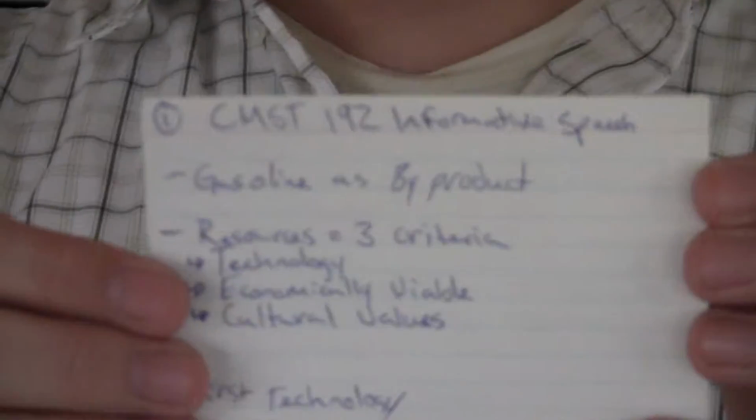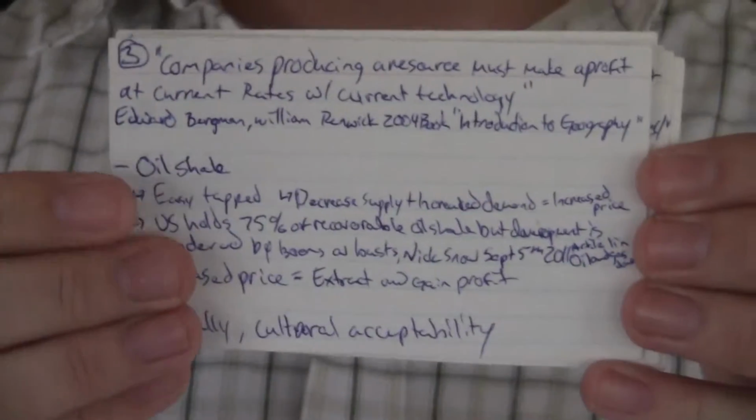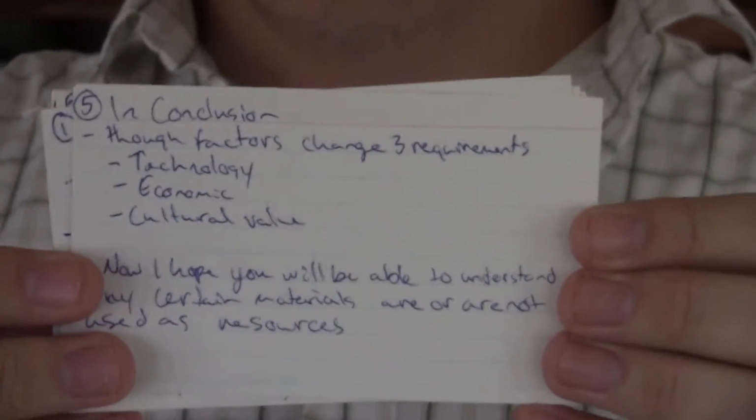Here are my note cards. This is note card number 1, note card number 2, note card number 3, note card number 4, and note card number 5. Here's the audience.